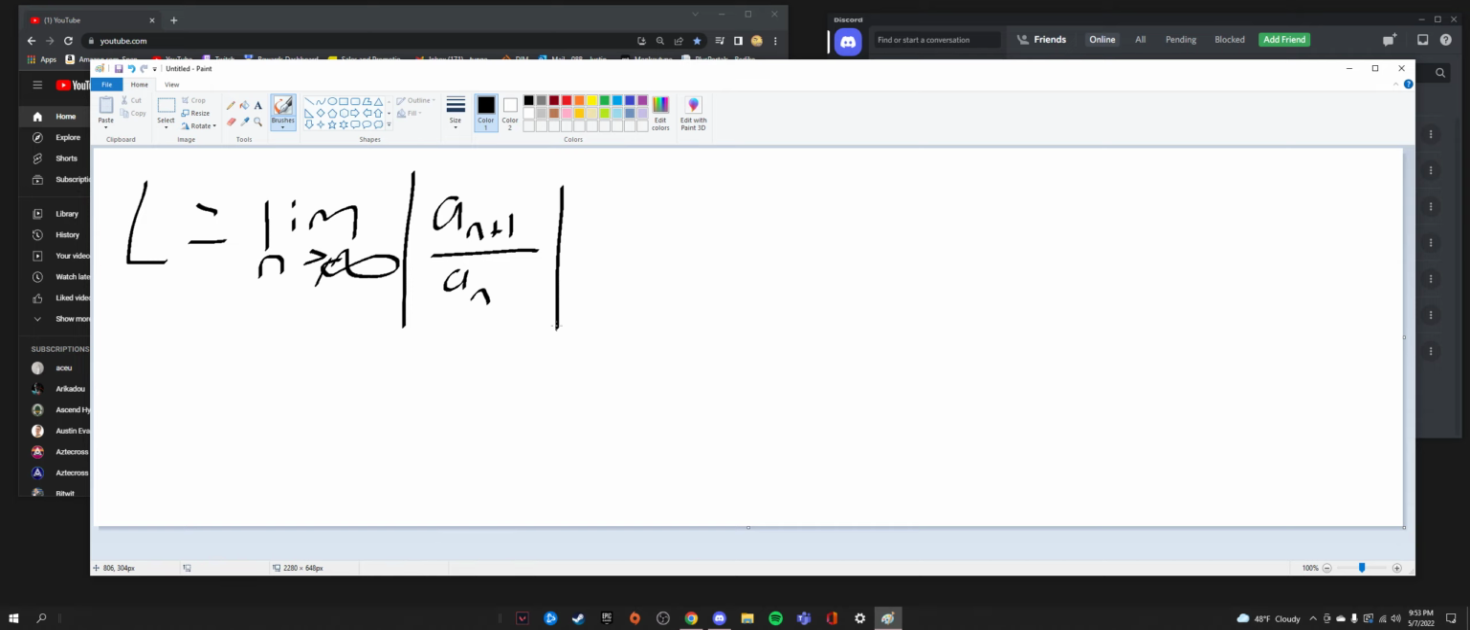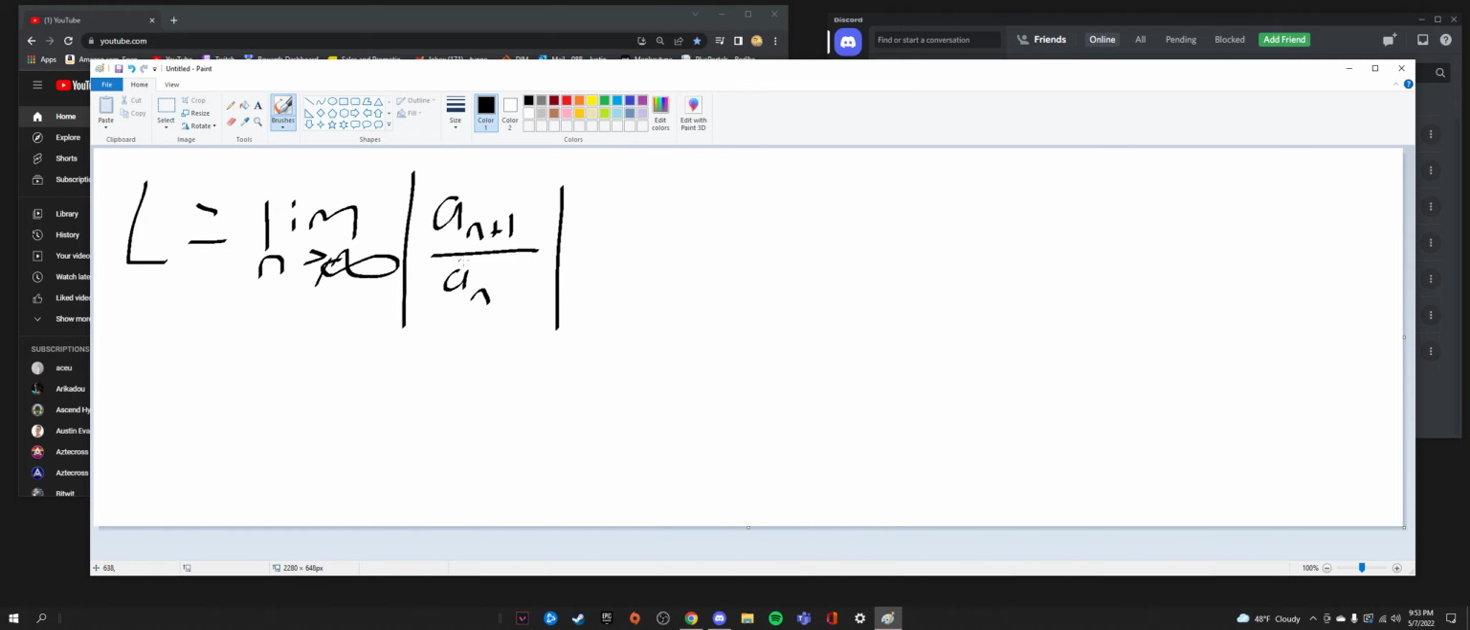And the reason it's called the ratio test is you're comparing the nth term of the sequence to the term after that, the n plus 1 term, so just the term after n. In looking at the ratio, we can determine whether or not it converges. So let's go over the conditions for that.